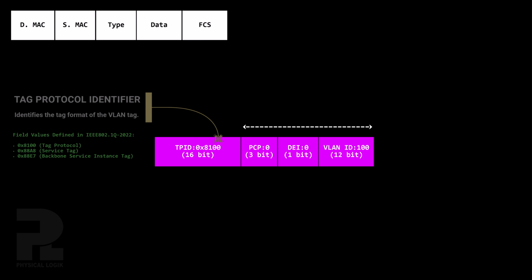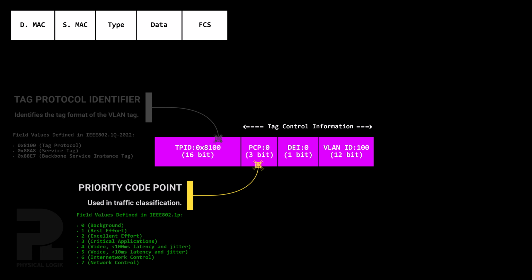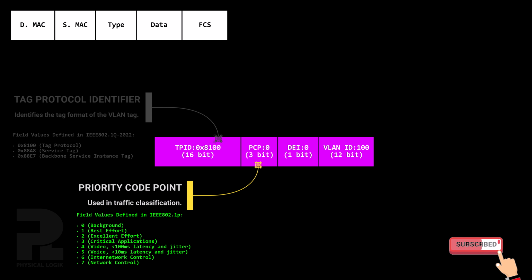The next section is a 2-byte tag control information which carries parameters related to this VLAN tag format. It contains 3 fields, namely the PCP, DEI, and VLAN ID fields. PCP, or Priority Code Point, is a 3-bit field with priority values ranging from 0 to 7. It is used in traffic classification by providing differentiated services for traffic such as data, voice, and video. A higher priority value indicates a higher forwarding preference on the network.